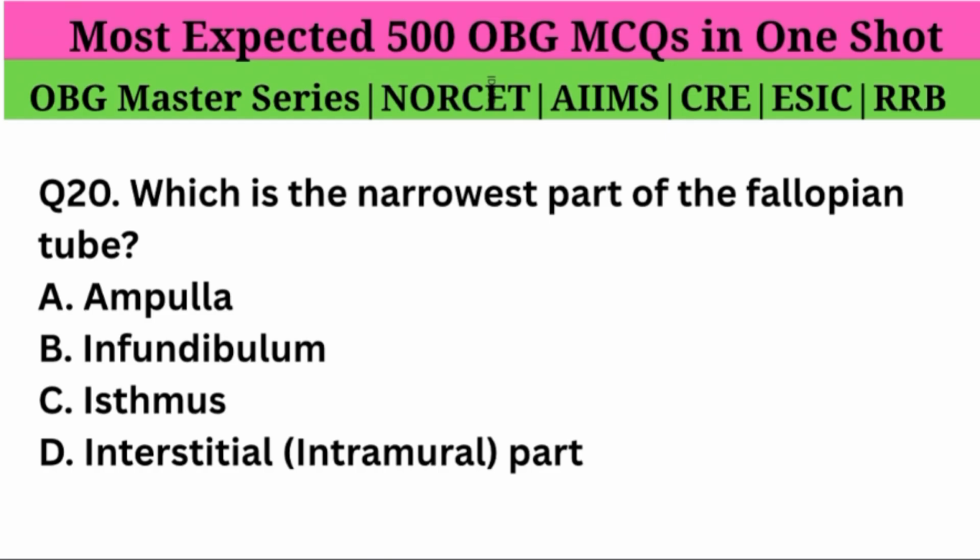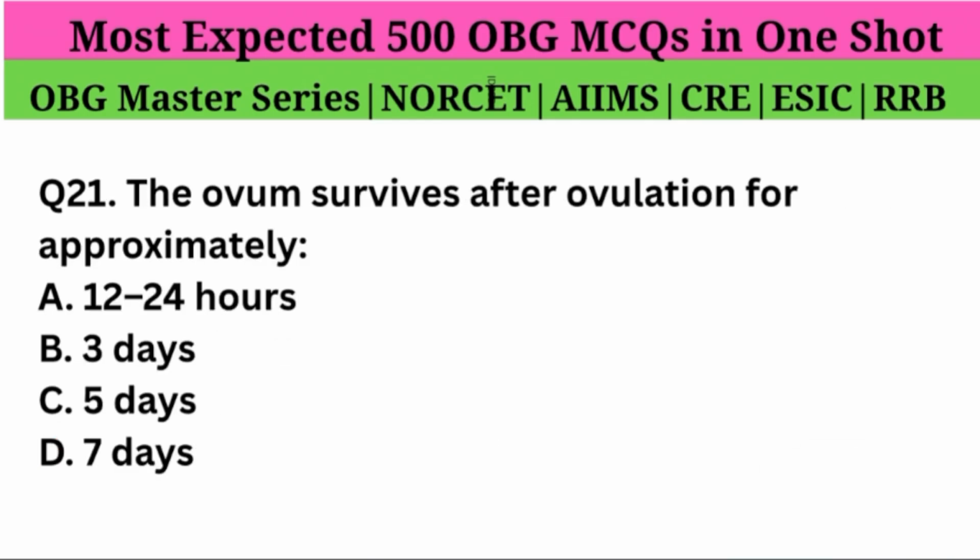Next question, which is the narrowest part of the fallopian tube? Your correct option is option D, interstitial or intramural part. Next question, the ovum survives after ovulation for approximately? Your correct option is option A, 12 to 24 hours.